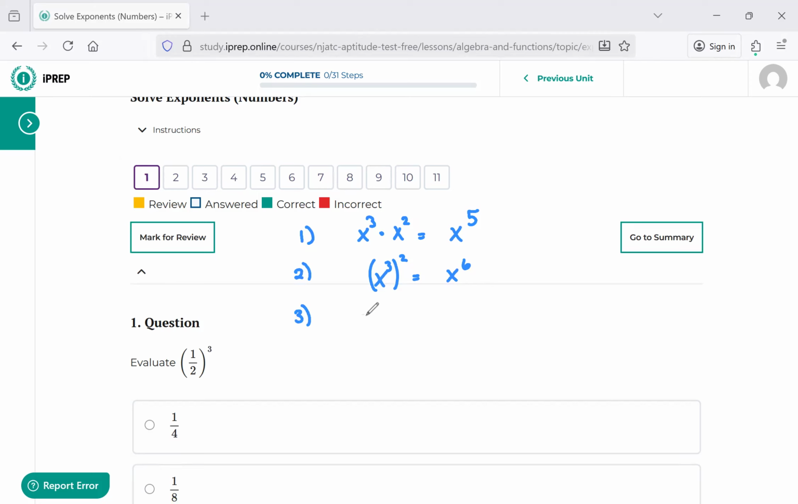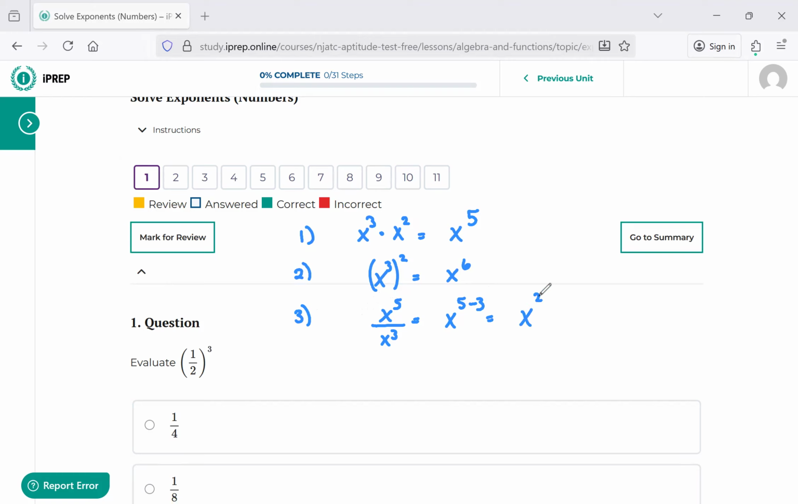Third one is when you divide. So let's say you had X^5 divided by X^3. You're really subtracting the exponents, so it's going to be X to the 5 minus 3, which is X^2.